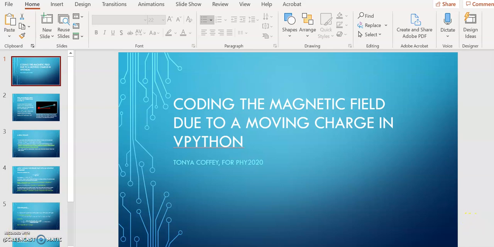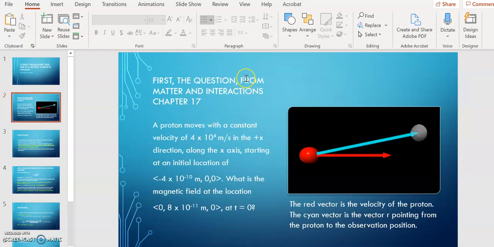Hi everybody. Today I'd like to talk to you about how to code the magnetic field due to a moving charge in VPython. So this one is in response to a question in Matter and Interactions Chapter 17, Problem 60. In this problem, you've got a proton that's moving along the x-axis at 4 times 10 to the 4 meters per second in the plus x direction.